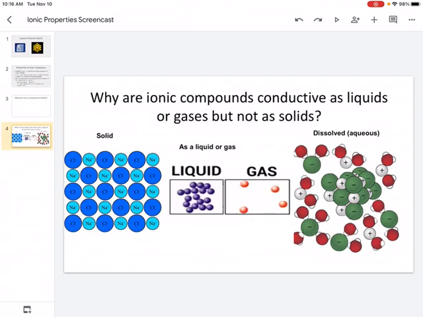With liquids and gases, our particles are moving. So if you took salt and you melted it, those ions would now be mobile. And when you then tried to run an electric current through that liquid salt, it would carry that electricity because those ions are capable of moving to carry that charge. Same thing with a gas.